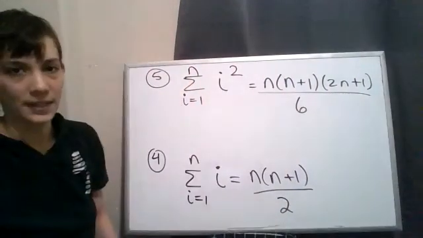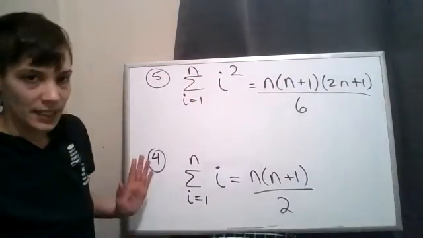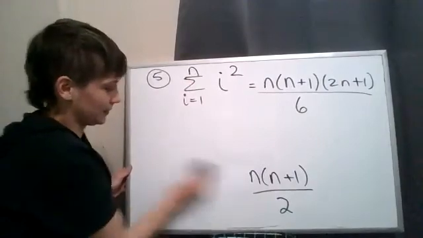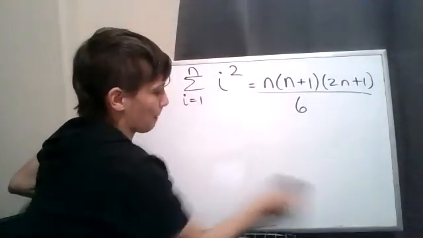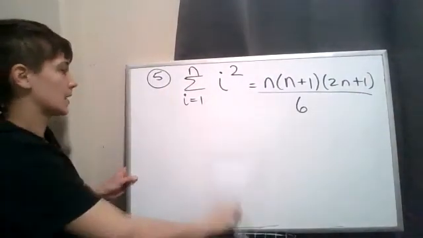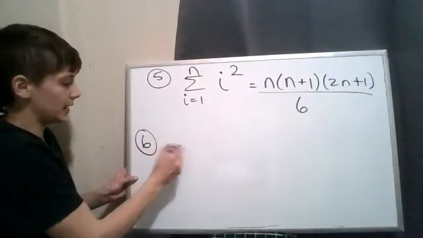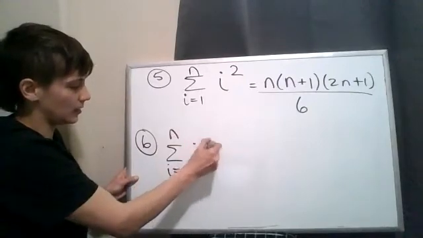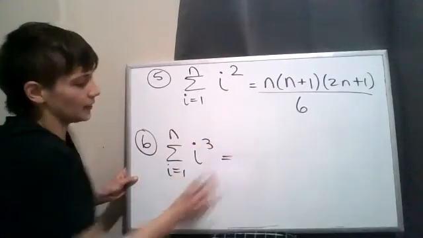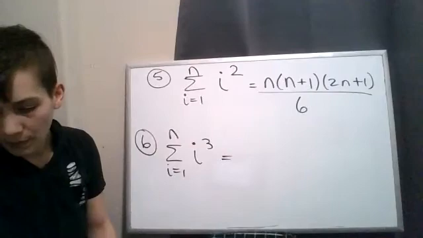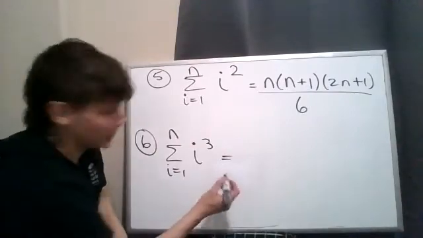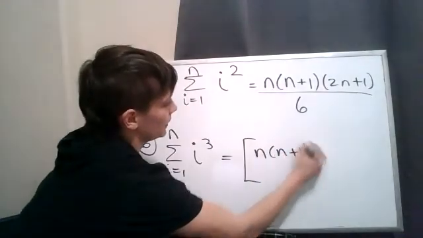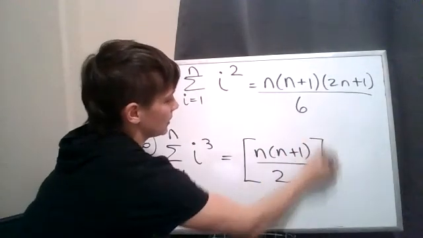Okay, last one is number 6. We're going to sum from i equal to 1 up to n, i cubed. And I have to check this out. Okay, so I have it written as n times n plus 1 over 2 and everything squared.